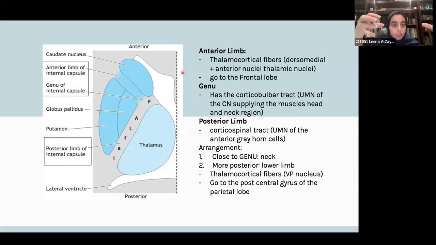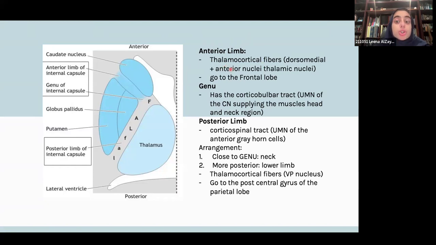They're a bunch of axons going from one place to another. It has three parts: the anterior part, the middle part called the genu, and the posterior part. It looks kind of like a wing. So we call it the anterior limb, the posterior limb, and the genu, which is the middle. The anterior limb carries fibers. What are these fibers?